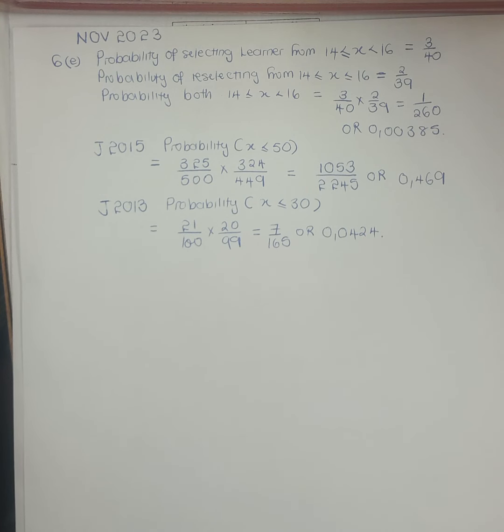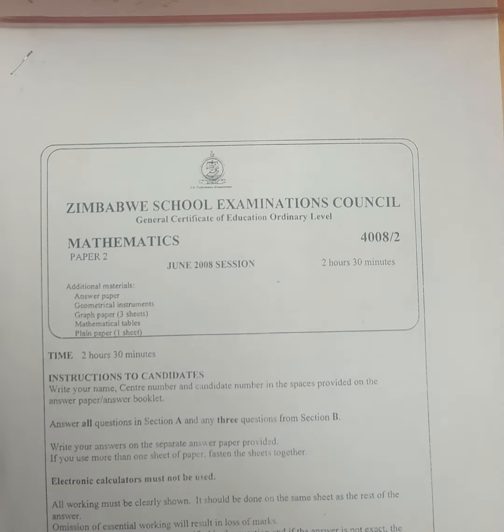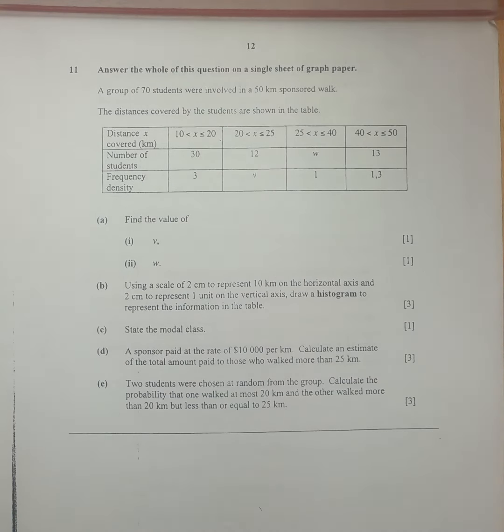Right now, I want to dive in the questions where we are supposed to select from different categories. So we are going to select our first question from June 2008. The question is reading, a group of 70 students were involved in a 50 kilometer sponsored walk. The distance covered by the students are shown in the table. So we are supposed to calculate the probability in part E. It is saying two students were chosen at random from the group. Calculate the probability that one walked at most 20 kilometers and the other walked more than 20 kilometers but less than or equal to 25 kilometers, 3 marks.